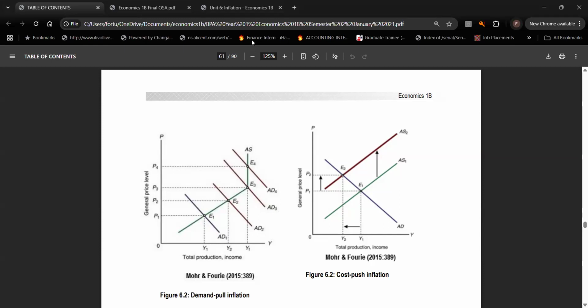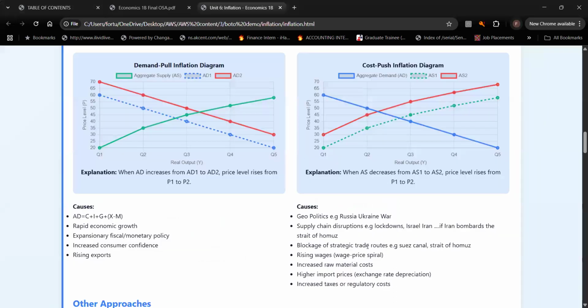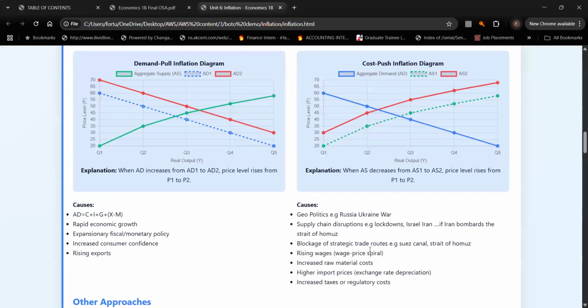So you find out that that creates an issue in relation to cost-push inflation.